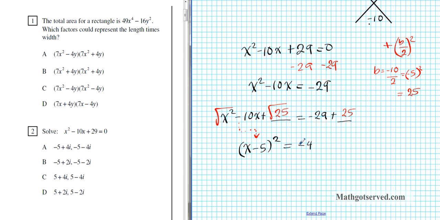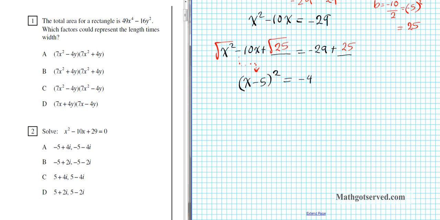Alright, so to solve this, we'll take the square root of both sides. Square root, square root. And then we're going to have x minus 5 equals the square root of negative 4, which is 2i. Remember, anytime you take the square root of a negative, you always have an i. Okay, the negative comes out of the radical sign as an i.